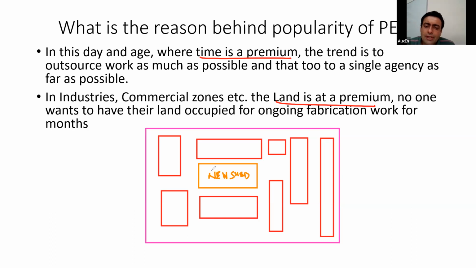and if they go for the conventional type of fabrication, the fabrication will have to take place in this place itself. So you will first procure the material, then a fabricator will come, cut the pieces, weld the pieces, and all those things would be done on the site itself. And that activity will go on for, let us say, 2-3 months. So nobody these days is ready to allow their land to be occupied for fabrication work for months together. Nobody finds it convenient.